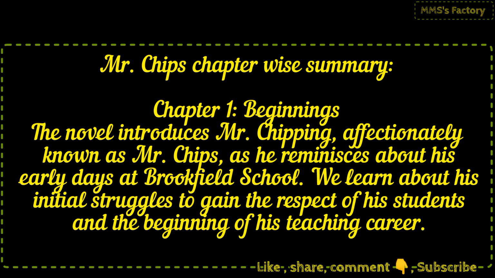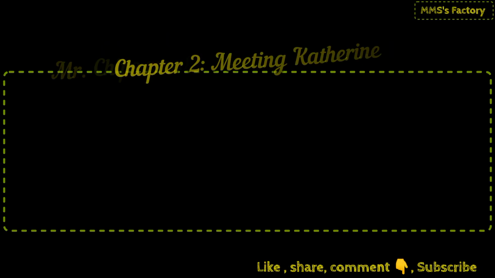Let's delve into a detailed Goodbye, Mr. Chips chapter-wise summary. Chapter 1, Beginnings. The novel introduces Mr. Chipping, affectionately known as Mr. Chips, as he reminisces about his early days at Brookfield School. We learn about his initial struggles to gain the respect of his students and the beginning of his teaching career.